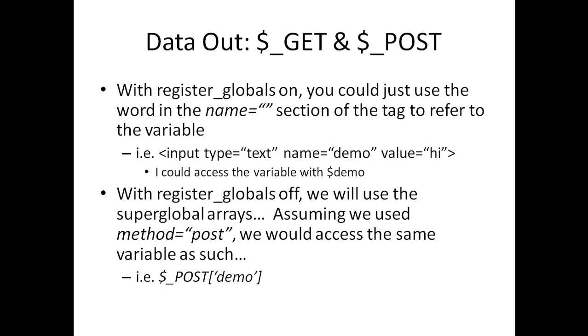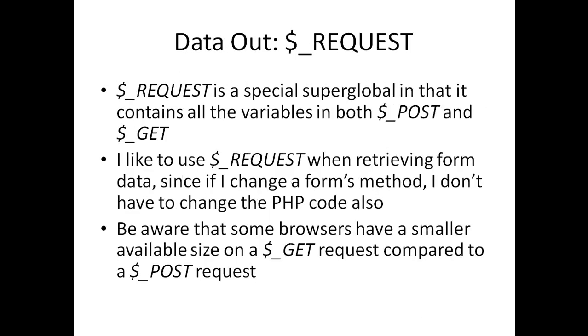Okay. So with register globals on, you could just use the word in the name equal section of the tag to refer to the variable. So input type equal text, name equal demo, value equal hi. If register globals were turned on, I could access the value of hi just by using $demo. With register globals turned off, we'll use the superglobals array. So assuming we used method equal post, we access the same variable as such, $_POST with an array index of demo, which is the name in the input type equal text tag.